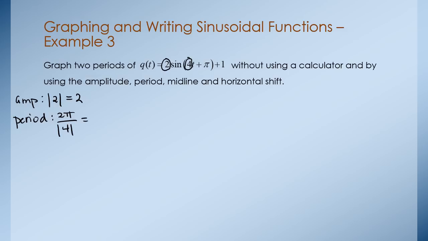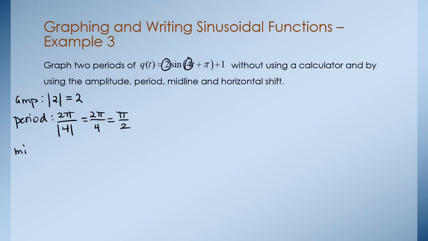Now in the last slide, I think that I neglected to put that absolute value symbol there. And the reason I did that was because it was already positive, but in the event that that 4 were negative, it would not change the period. The only thing that we would see changed is possibly a reflection over the x or the y axis. And we haven't looked at one of those yet, but we will soon. 2 pi over 4 reduces to pi over 2.